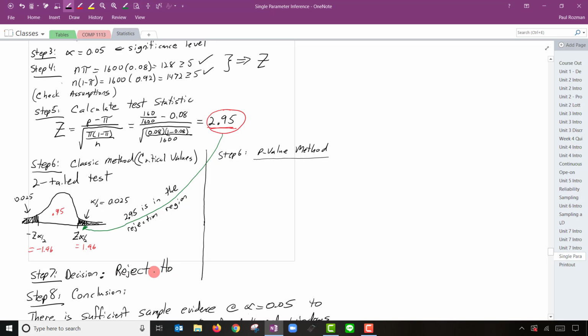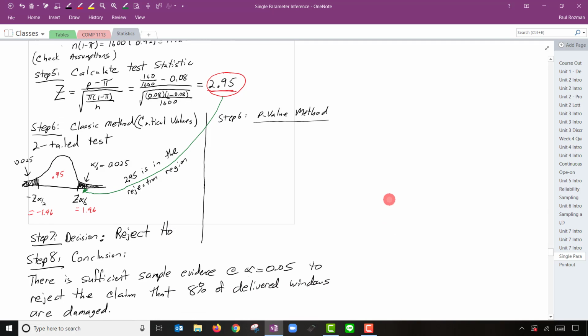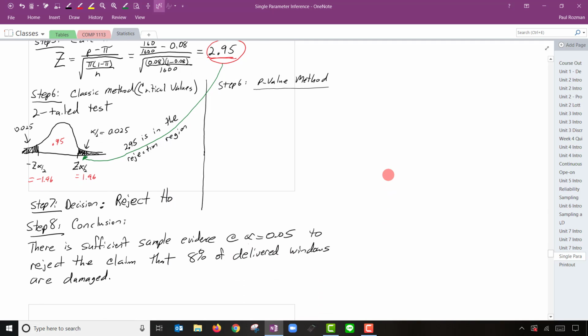But in this case, it was in the rejection region. It was in the upper tail, which caused us to reject the null hypothesis. The null hypothesis was the claim, so we rejected the claim. We basically said, we don't think that 8% of these are broken. We don't necessarily conclude we think it's higher, but that is where our evidence is pointing.